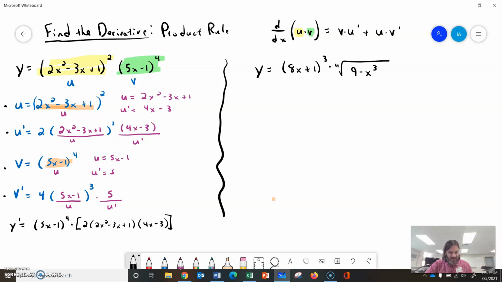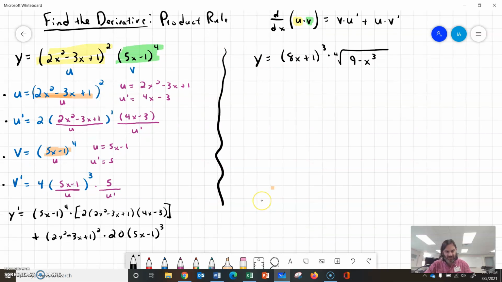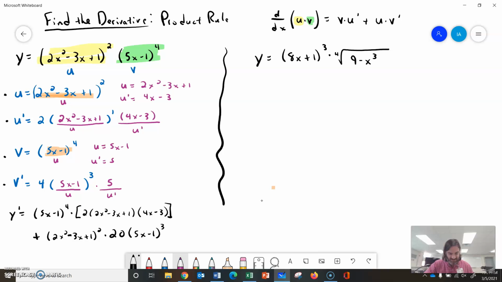And then that will be plus, okay, I'm going to use another line, although it should be one big answer, plus, let's see, u, which was 2x squared minus 3x plus 1 squared, and then times the v prime, which looks like that's easy to clean up, 20 times 5x minus 1 cubed. Now I will move this up just a little bit. I got enough room there. So let's put a little box around this guy. So you can see the big stinking derivative here.